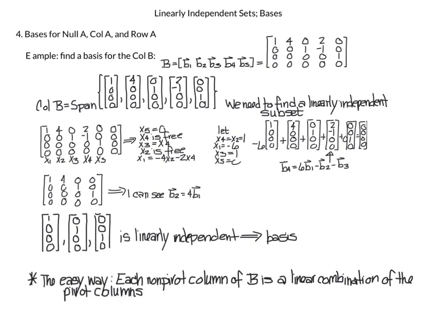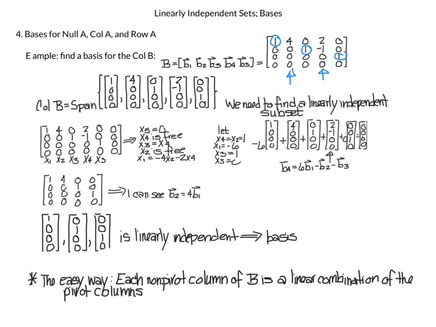And as I mentioned, there's an easy way to do this. We have a theorem, which we'll see next, that says each non-pivot column of B is a linear combination of the pivot columns. So looking at our matrix, where are our non-pivot columns? Our pivots are here, whenever you have a leading 1. So these are our non-pivot columns, and those are exactly the two that I chose to eliminate.